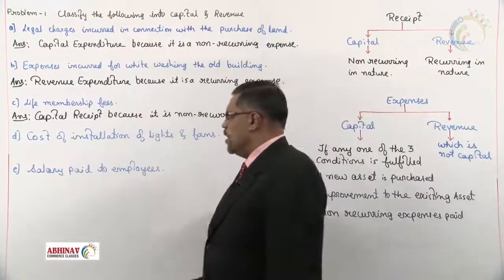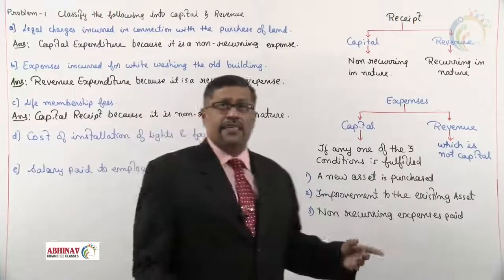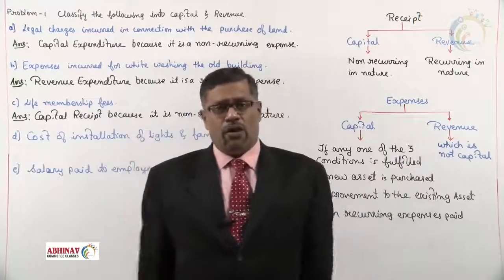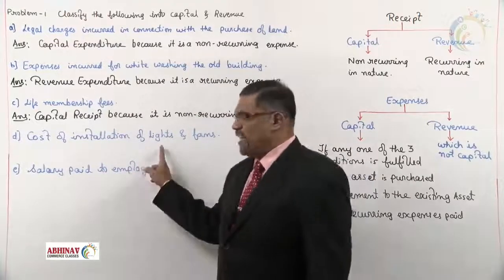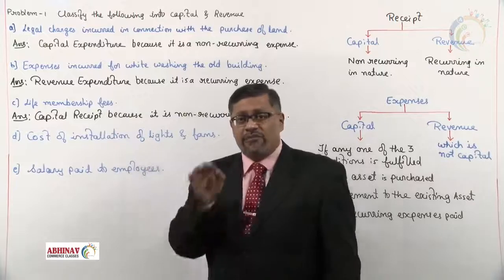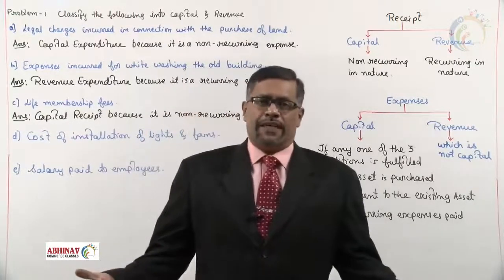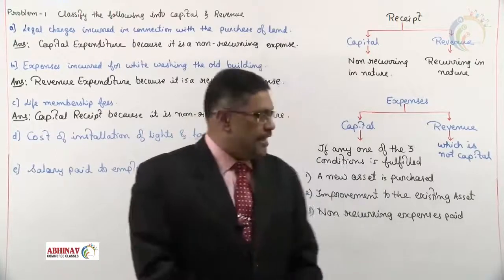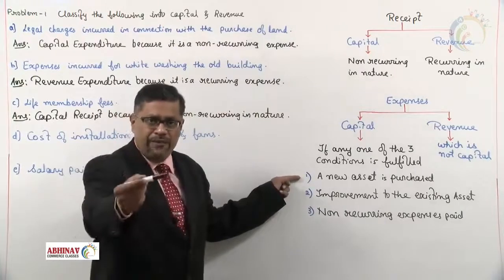Let's see the next one. The next is cost of installation of lights and fans. The cost that we incur is not the purchase of lights and fans. It is the fitting charges of lights and fans. It's an expenditure. Let's see what expenditure that is. Does a new asset come into existence only by paying the fitting charges?